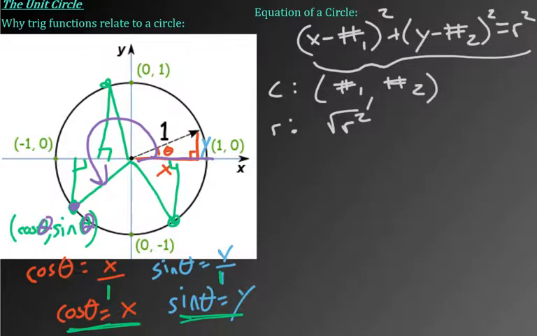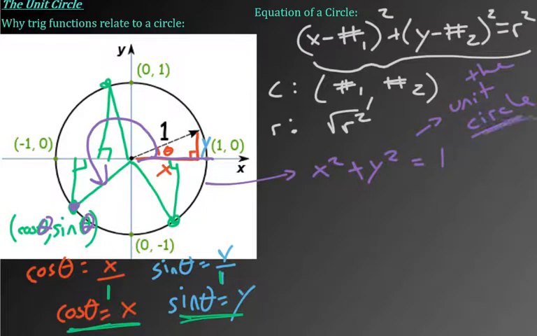And if the center is at the origin, like it is here, then the equation of this circle is truly just x squared plus y squared equals 1. That's the equation of really what we call the unit circle. Now this is kind of a neat thing to see here.